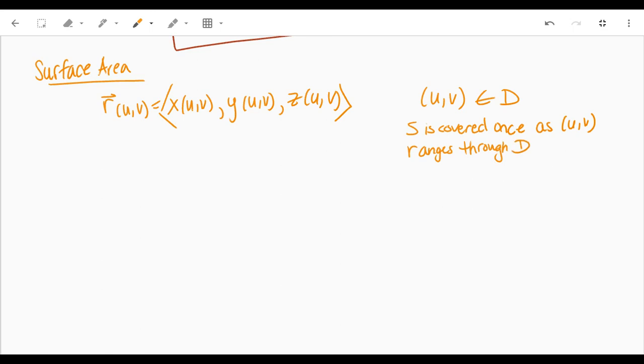Okay. So basically the surface can't double back on itself. It's one surface above that plane. Okay, your surface area.